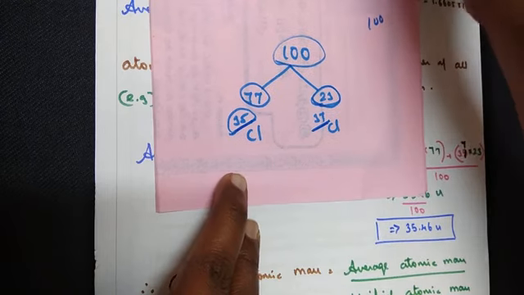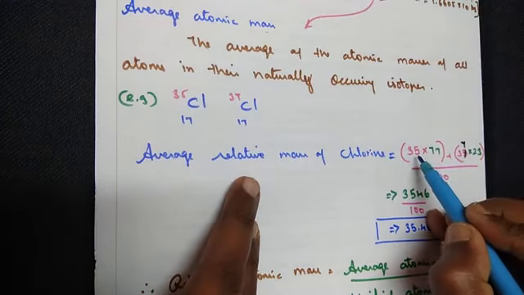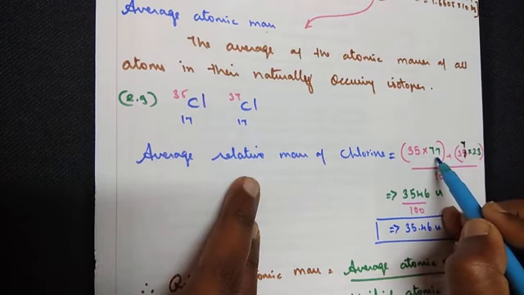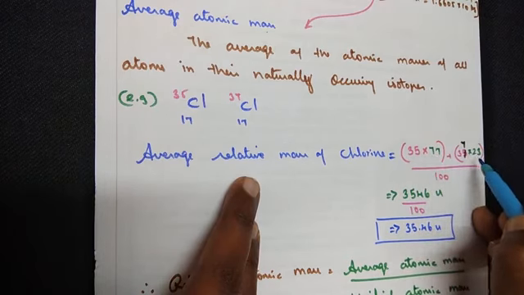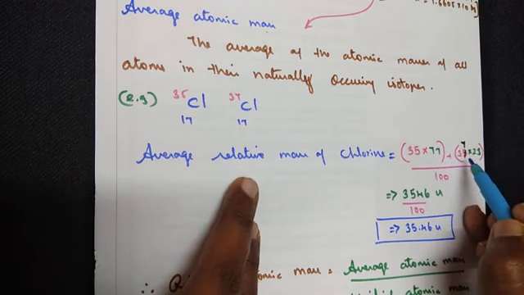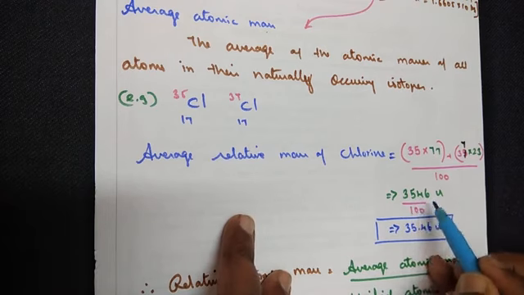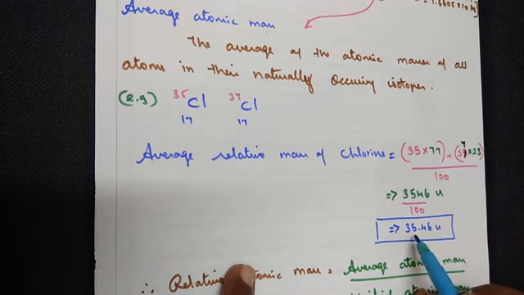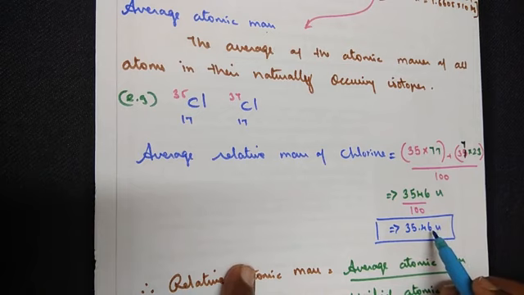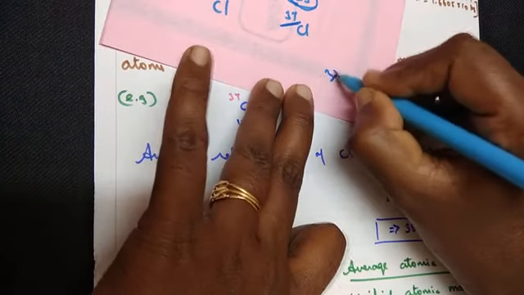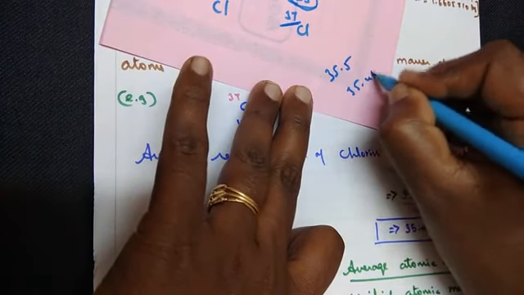Since the percentage is calculated in terms of 100, we are writing (35 x 77 + 37 x 23) / 100. When we multiply and add the terms, we get 3546 / 100. The two zeros are there to move the decimal two places. So we get the final answer to be 35.46 u. So the mass of chlorine is taken to be 35.5. Sometimes, because the digit is more than 5, we add one to the previous number. We can either write it as 35.5 or 35.46.